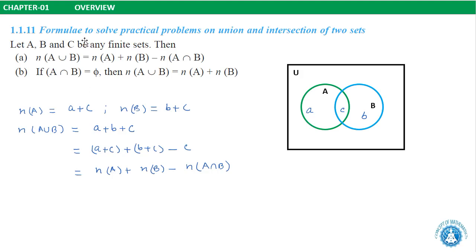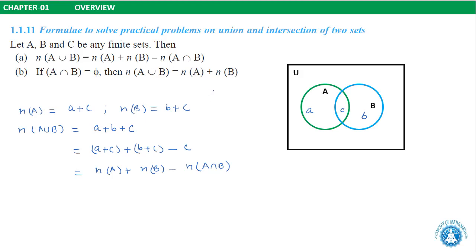Now coming to some formulas to solve practical problems on union and intersection of two sets. Let A, B and C be any finite sets, then the number of elements in the union of A and B is represented by n(A union B), which is equal to the number of elements in A plus the number of elements in B minus the number of elements in the intersection of A and B. We will now prove it.